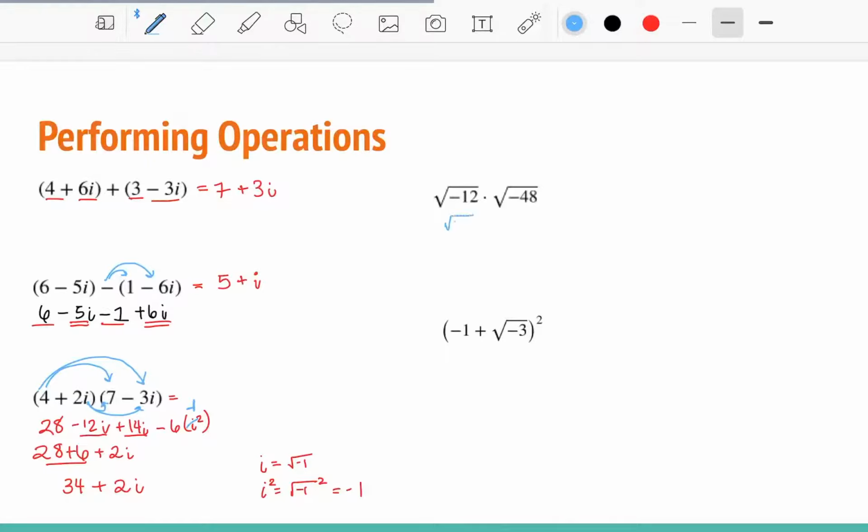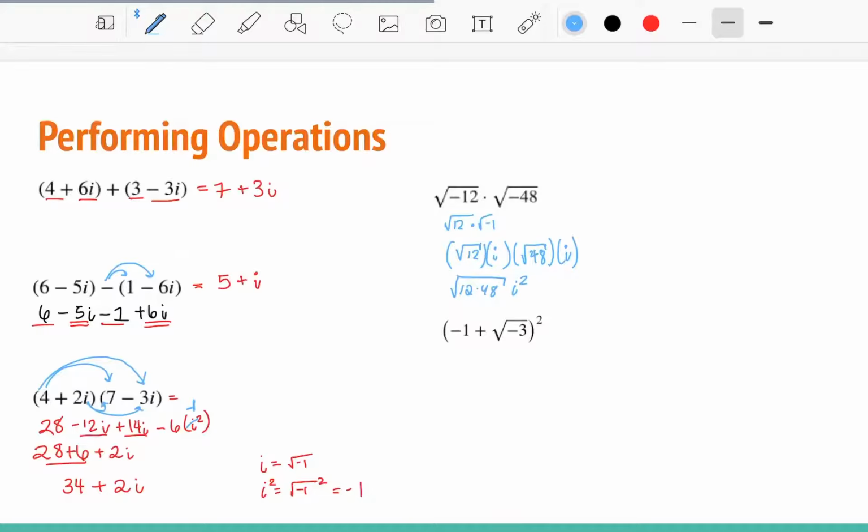So I'm going to go ahead and break down. This is square root of 12 times the square root of -1. I could rewrite that as square root of 12 times i. And I'm going to put a little barrier there to show that i is not under the square root. The square root stops at 12. And then I'm going to do the same thing with my square root of 48 times i. So now what I have is the square root of 12 times 48, and I have i squared.